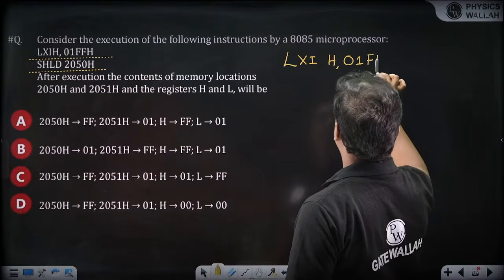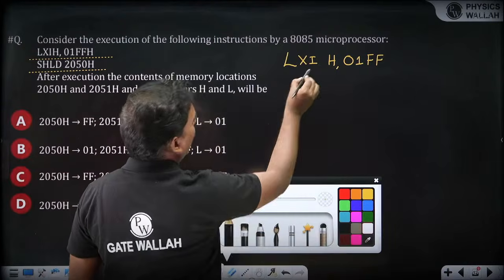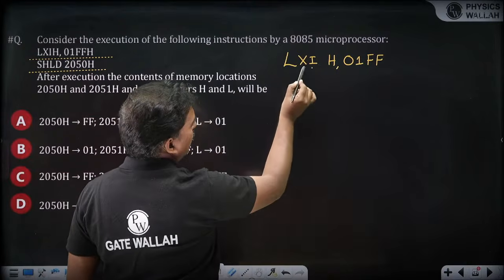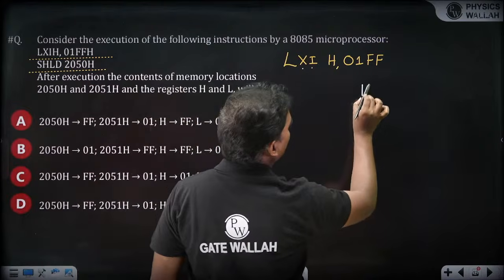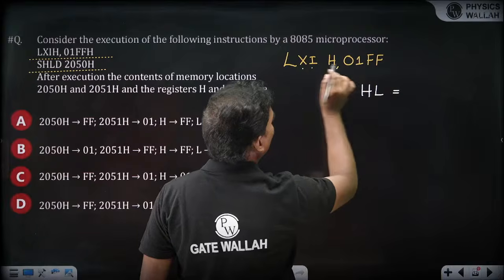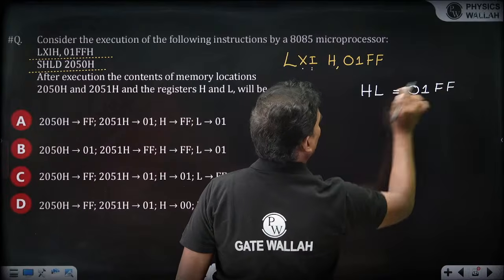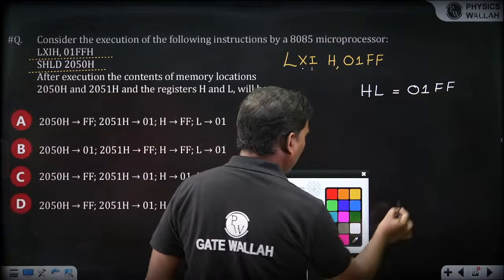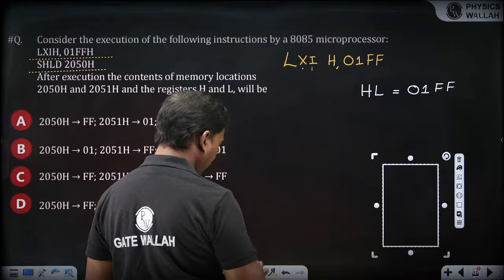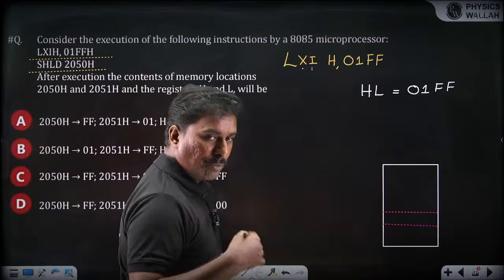H 01FF, try to understand. First of all, you have to understand this instruction. I means immediate. X means we have to take a hexadecimal pair. The proper pair of H is L. So whatever is there immediately should be loaded. So 01FF means H is 01, L is FF. HL always represents a memory location.